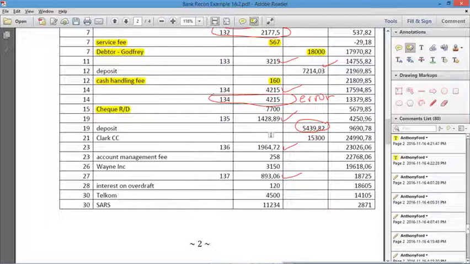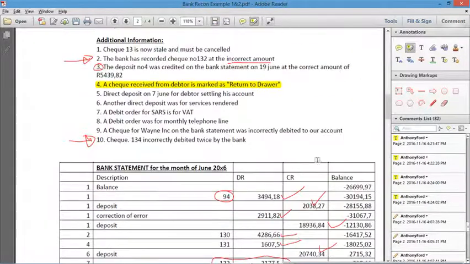Okay. Right, next one. Clark CC. What is that? Payment or receipt? It's on the bank statement. It's a debit or credit. Credit, so it's a receipt, right? Yes. Okay, you received money from Clark. We need to look for additional information. Here's additional information. Do we see anything about Clark? We see a date here. Yeah. We see services rendered here.